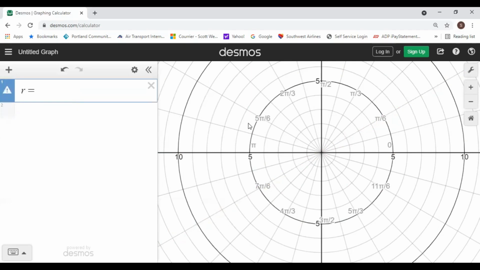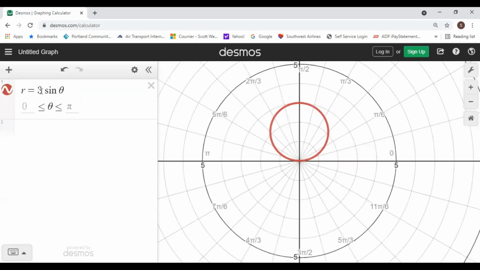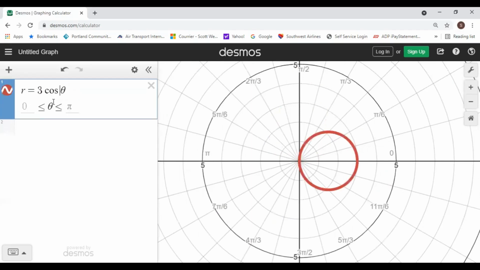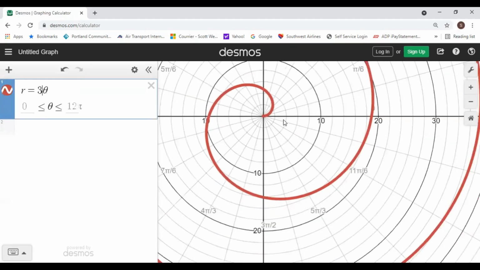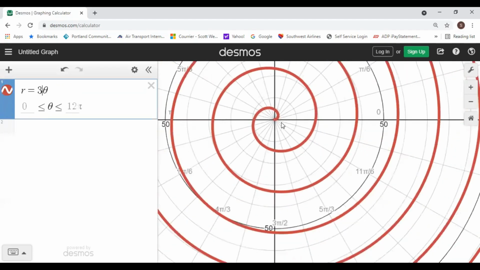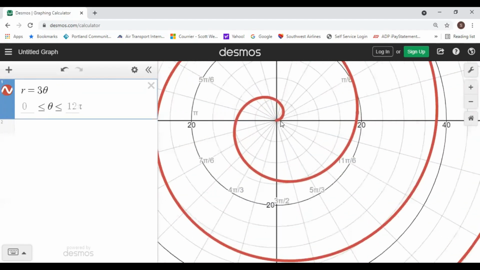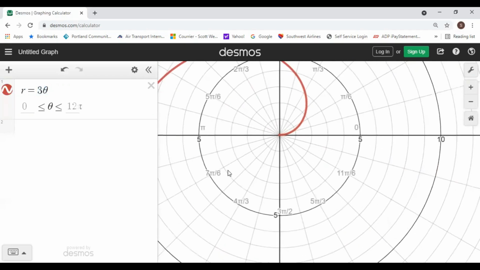Okay, now let's see. What about r equals 3 sine theta? So there what we have is a circle, just as we knew it would be, or cosine theta. Oh, by the way, what we saw right here, this is a spiral. This happens because as we go around and around the circle, the r would be getting bigger and bigger and bigger, and it produces what's called an Archimedean spiral. Okay, now let's see other ones that we know.